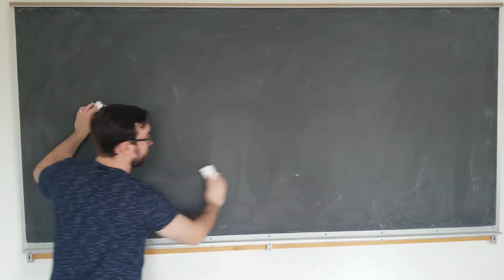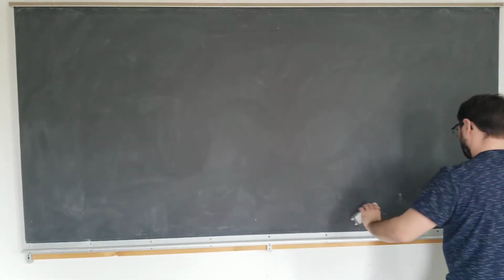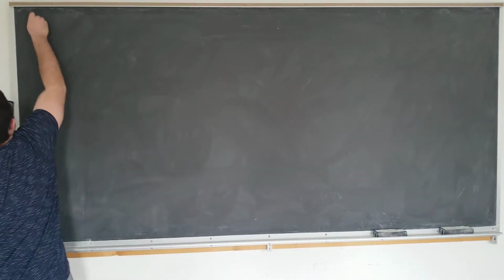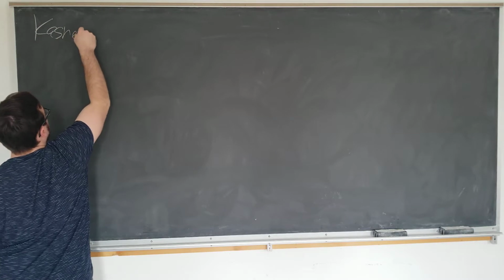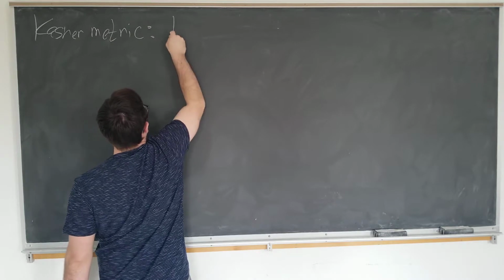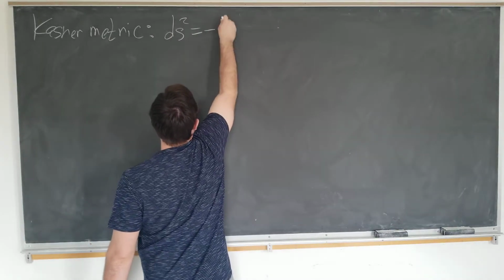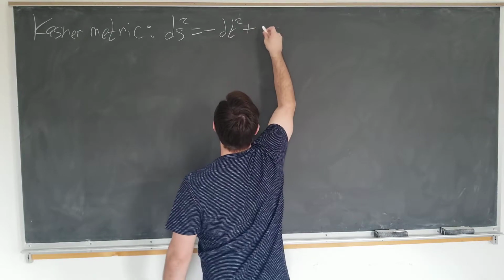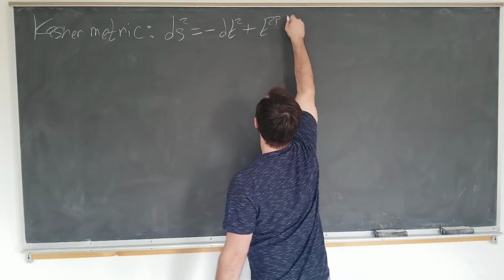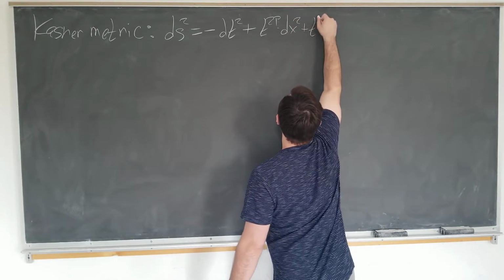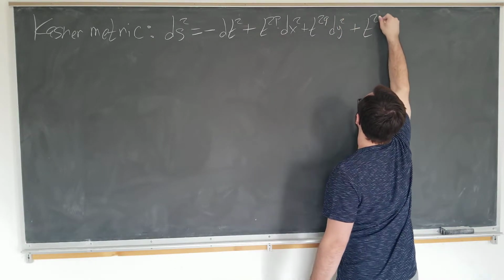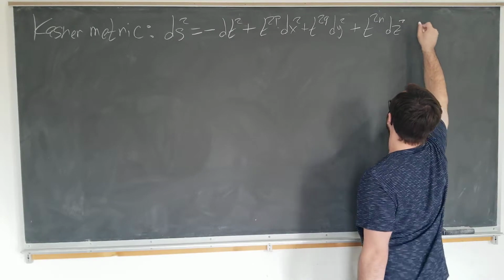All right. We are going to be considering the Kasner metric, which looks like this. We have ds squared is equal to minus dt squared plus t to the 2p, where p is some arbitrary real number, dx squared plus t to the 2q, another arbitrary number, dy squared, plus t to the 2r, dz squared.